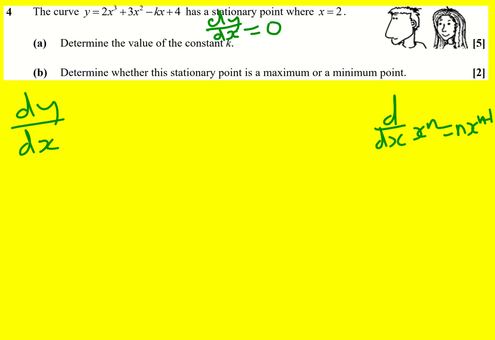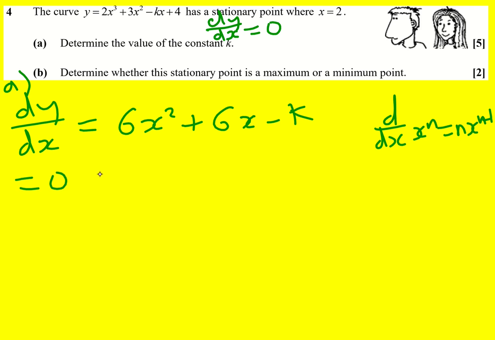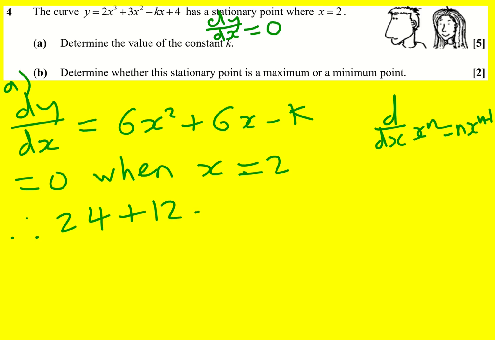If I've got constants in there, I just carry them through. So dy by dx, multiplied by the 3, I'm going to get 6x squared plus 6x minus k. And we're told, this is part A, we're told this equals 0 when x equals 2. Therefore, we can substitute in, we're going to get 24 plus 12 minus k equals 0. So k is going to equal 36.